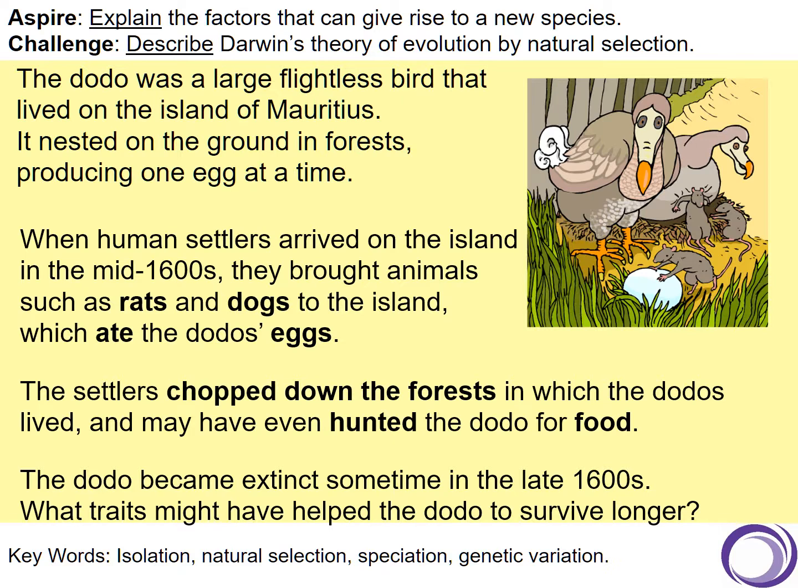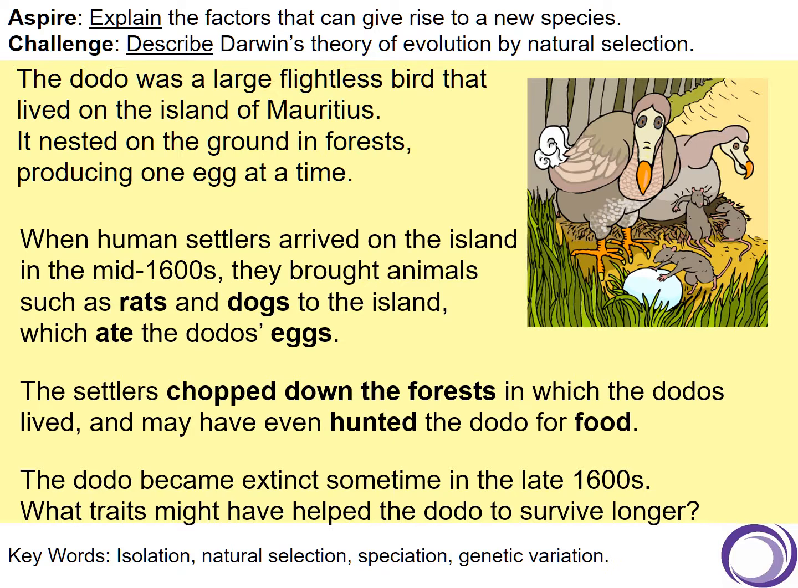Perhaps if the dodo was a little bit smaller, then it would have been easier to hide and be more camouflaged in the trees and less easy for the humans to catch. If the dodo could have survived in habitats other than forest land, when the trees were chopped down, it may not have been killed off because it would have had other places it could have lived.